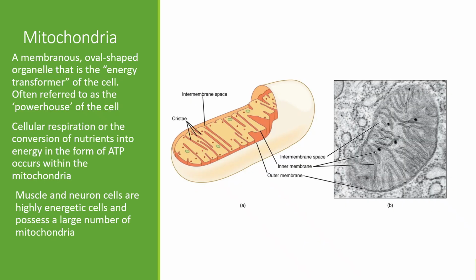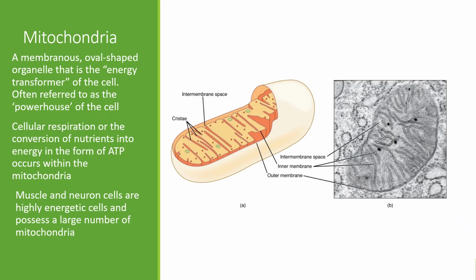The mitochondria, I think most people remember the mitochondria from their high school biology or middle school biology. The mighty mitochondria is an oval-shaped organelle. It is the energy transformer, sometimes referred to as the powerhouse of the cell. The process of cellular respiration that we learn about next semester is the conversion of nutrients into energy, and that energy that's converted from our glucose is stored in the form of ATP in the mitochondria.